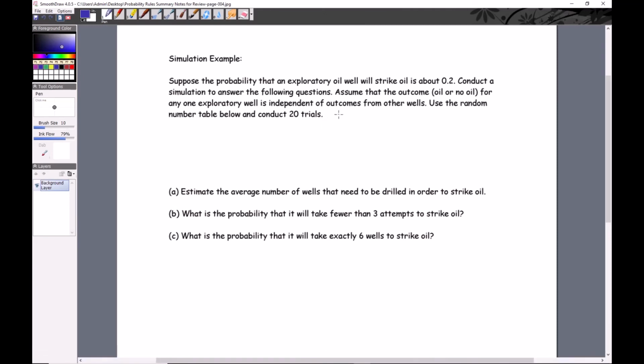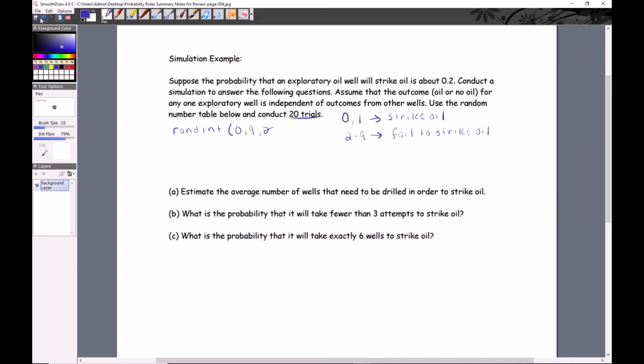So first we have to assign digits, and since this is 20% without any more detail, we can just say that the numbers 0 and 1 will represent striking oil, and then 2 through 9 will represent failing to strike oil. And we can just do random integer, 0 through 9. And they want us to conduct 20 trials, so 20.